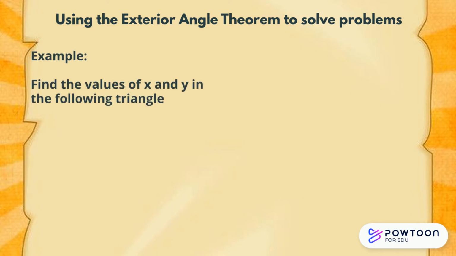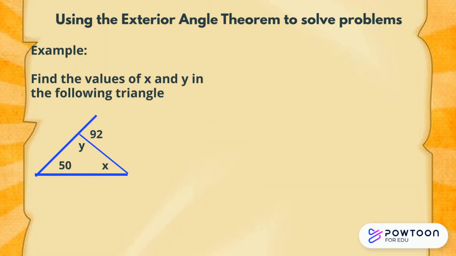Using the exterior angle theorem to solve problems. Example, find the values of x and y in the following triangle, wherein the measure of the exterior angle is 92 degrees and the measure of the interior angles are 50 degrees, x and y.